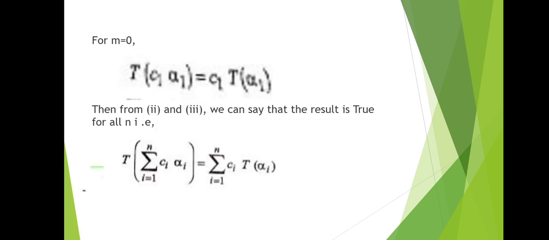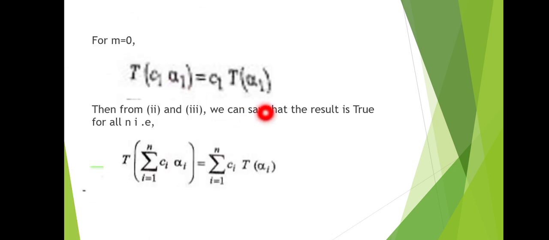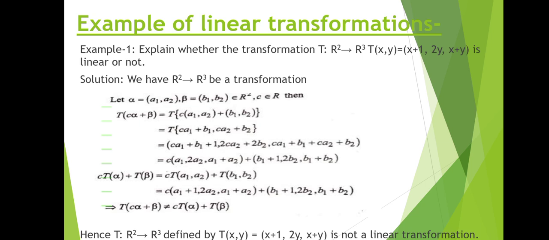So for m equal to 0, we know that T(C1 α1) is equal to C1 T(α1). Here this is a condition. Then from the second equation and this third equation, we can say that the result is true for all n, that is T(summation i = 1 to n of Ci αi) is equal to summation i = 1 to n of Ci T(αi). So here we have proved all four properties of linear transformation.